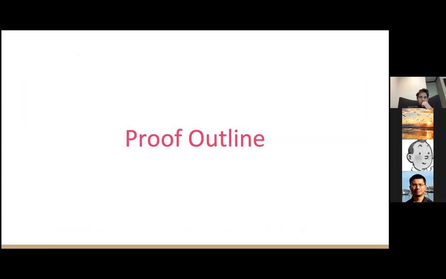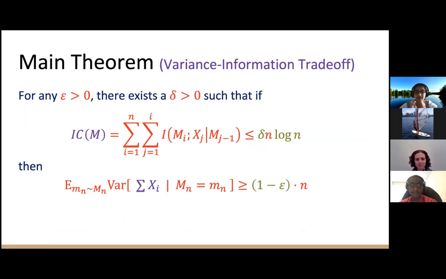Here we will just concentrate on this variance information trade-off and then try to see how to prove such a result. So to reiterate, our variance information trade-off showed that for any epsilon, there exists a delta such that the information cost of a streaming algorithm M, if it is less than delta n log n, then the expected variance of the output of the streaming algorithm is very close to the maximum possible.